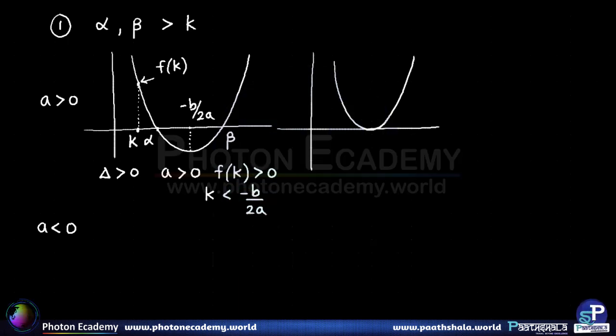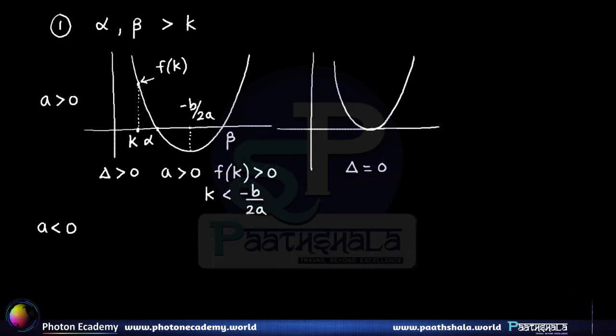Alright, so here we have these particular set of restrictions. Now you will see that even the same set of restrictions applies whenever we have delta equal to 0. The only difference delta equal to 0 creates is that the roots are equal, but the rest of the conditions are exactly the same. So that is the first case, the first possibility, when a is greater than 0. Now let's see what happens when a is less than 0.